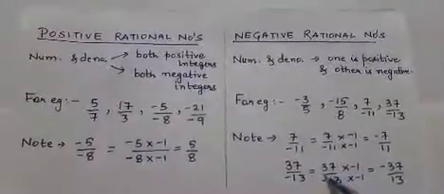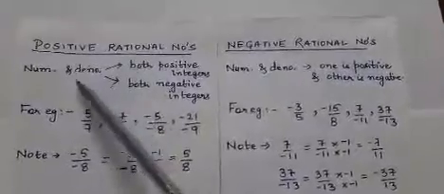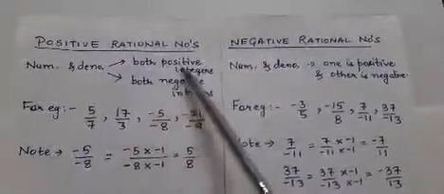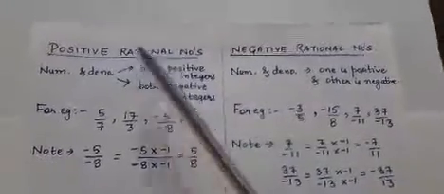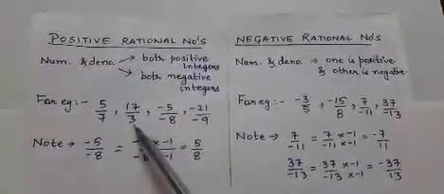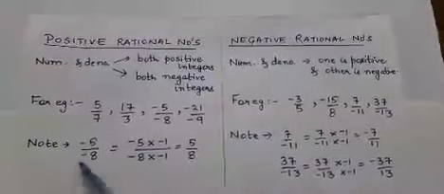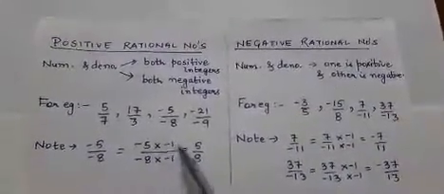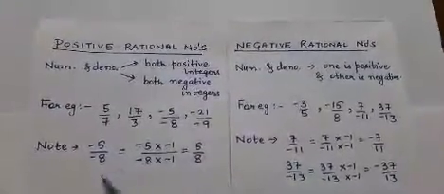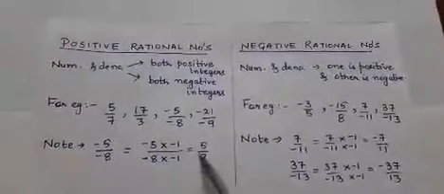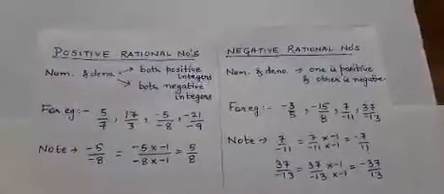So there are two types of rational numbers, positive rational numbers and negative rational numbers. In positive rational numbers, the numerator and denominator are both positive integers or both negative integers. For example, 5 upon 7, 17 upon 3, minus 5 upon minus 8, minus 21 upon minus 9. So minus 5 upon minus 8, when multiplied by the same number, that is minus 1, can be written as 5 upon 8. It means minus 5 upon minus 8 is actually 5 upon 8. That means both the integers are positive.